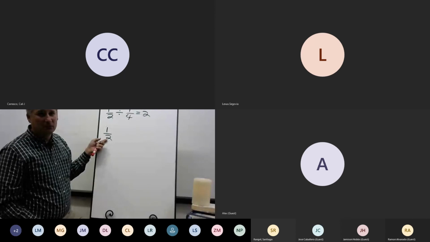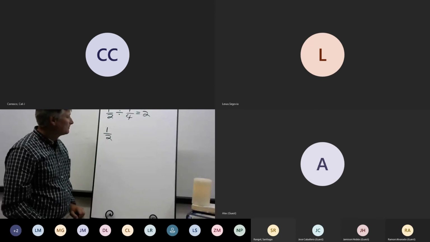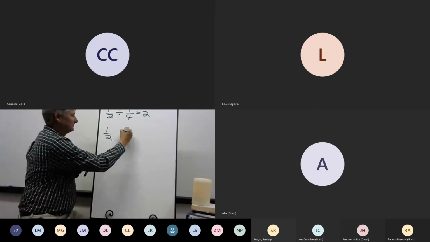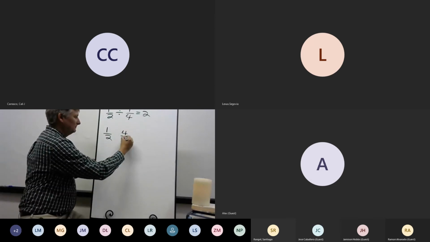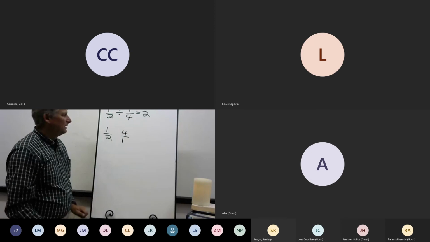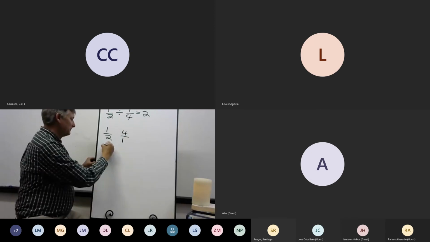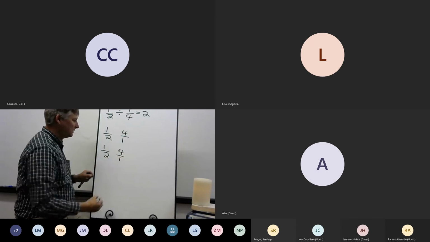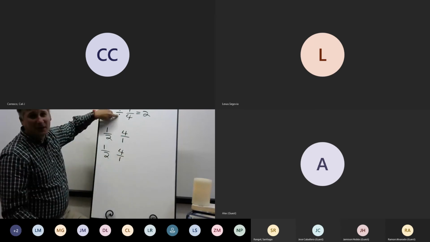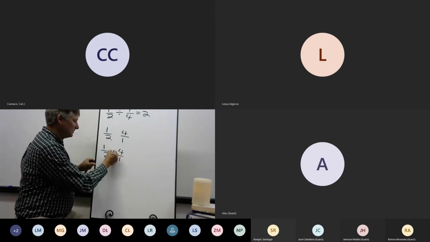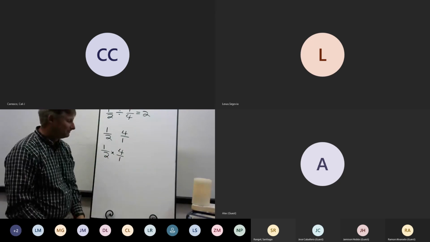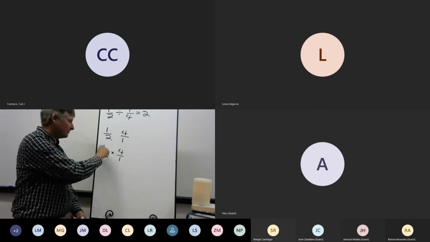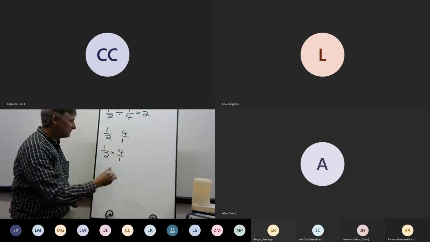Let's leave the first fraction alone. I'm not going to do anything with it. But the second fraction, we're going to flip it. And then what we're going to do, we're going to change the division sign to multiplication. Now we have a way of multiplying fractions.